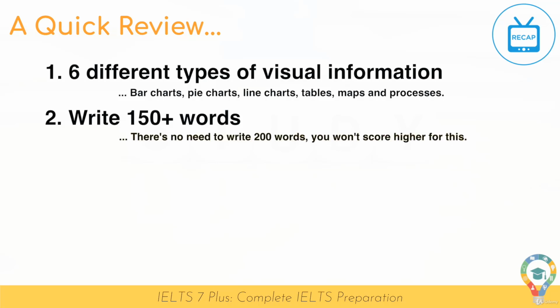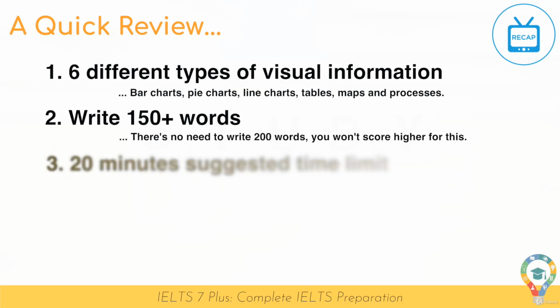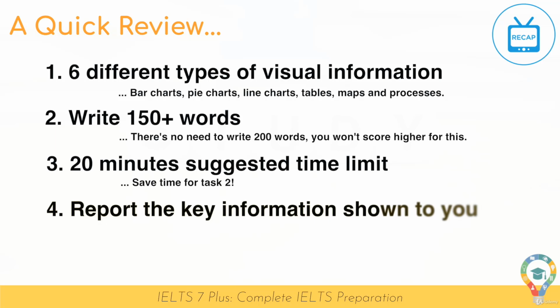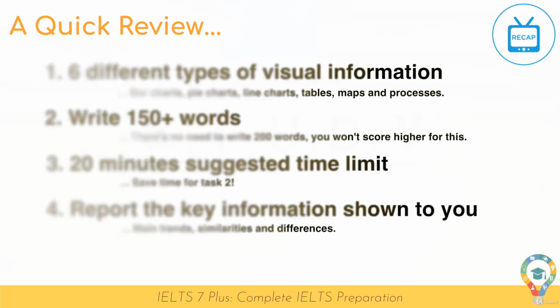Any less and your score will receive a penalty, though you don't get more marks for writing more than 150 words. You have a recommended time limit of 20 minutes to complete this task. And the task is to report the key features in the visual information that is presented to you. That rounds up just a few important things we know about IELTS Writing Task 1.